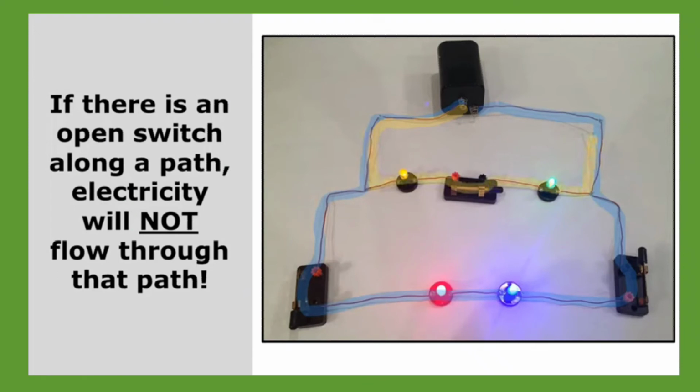Okay, let's have this one. If there is an open switch along a path, electricity will not flow through that path. Remember, if this wire breaks, of course the electricity will not be connected, so it will not flow to that path. All right, so that is very simple.